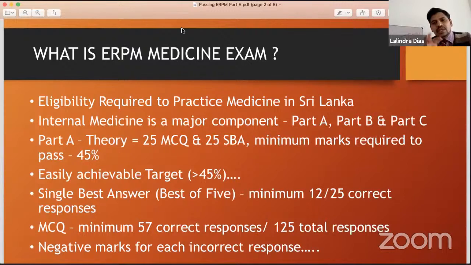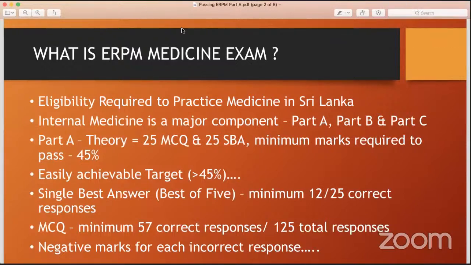Internal medicine is one of the most important components of this ERPM exam. Among the 4 subjects, internal medicine becomes the most important, and compared to the other subjects, a little difficult. Why? Medicine has the biggest syllabus. It has a vast area to cover, and that is a little more difficult compared to the other subjects. But we make it really easy.